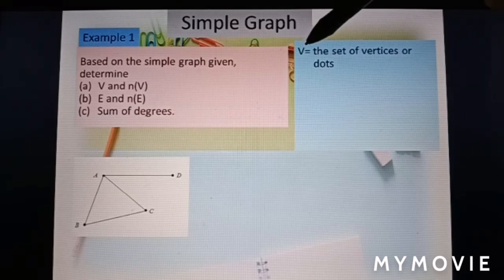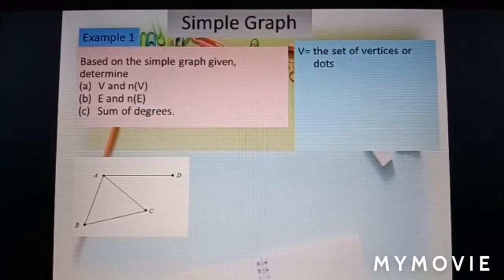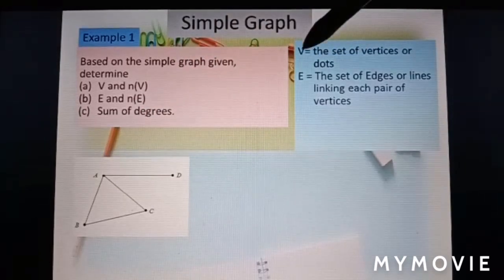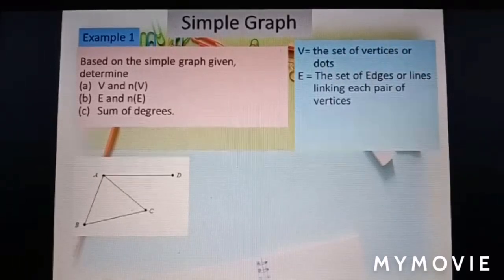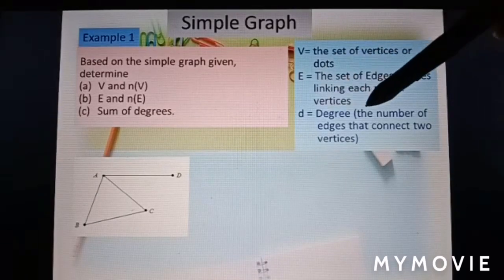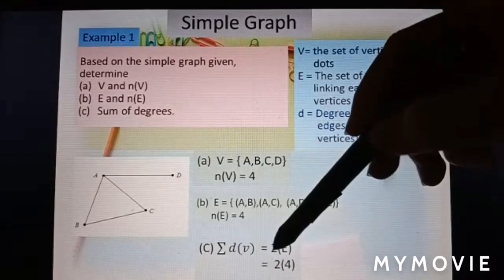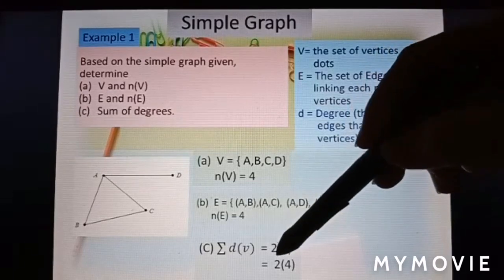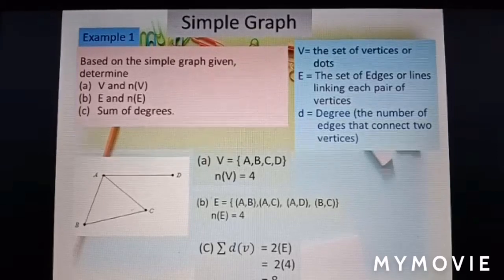The first one, V, the set of vertices or dots. E, the set of edges or lines linking each pair of vertices. D, degree. The formula for sum of degree of a graph is twice the number of edges. So 2 times number of edges, 2 times 4 equal to 8.